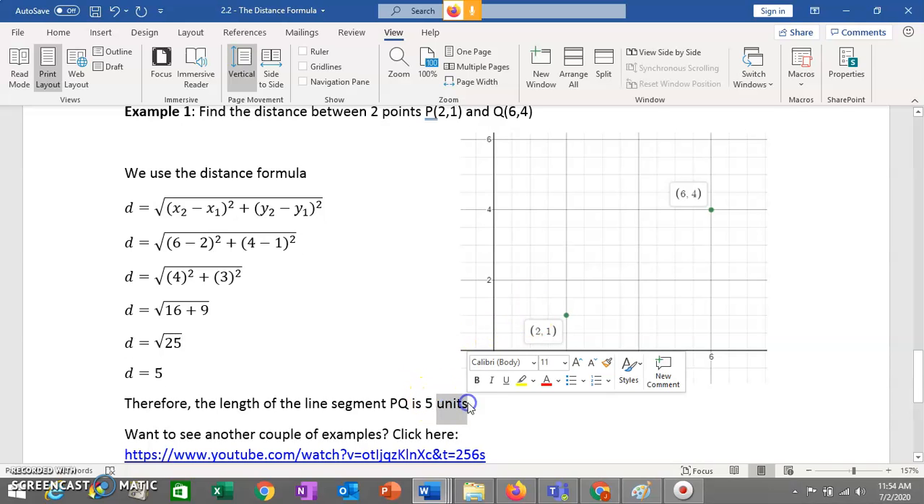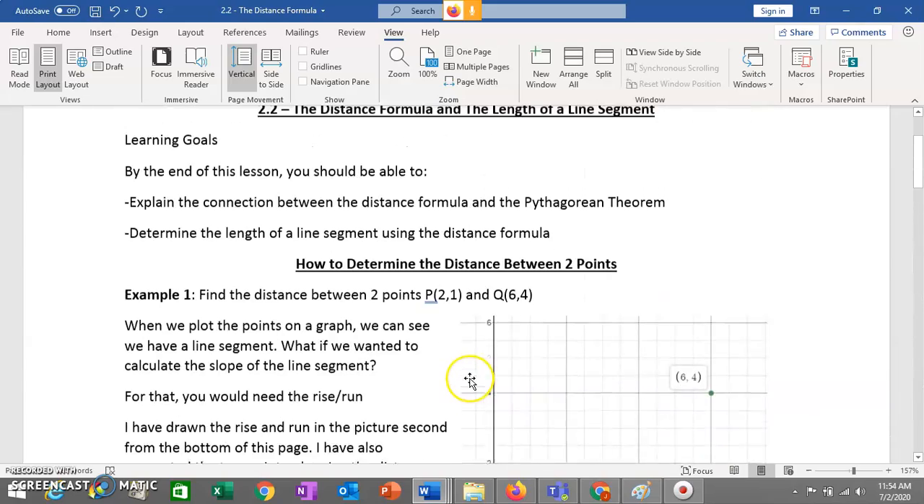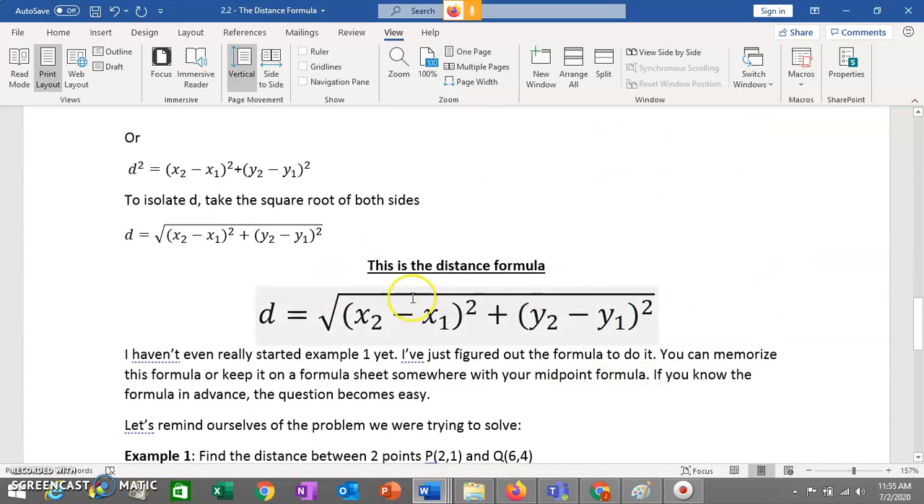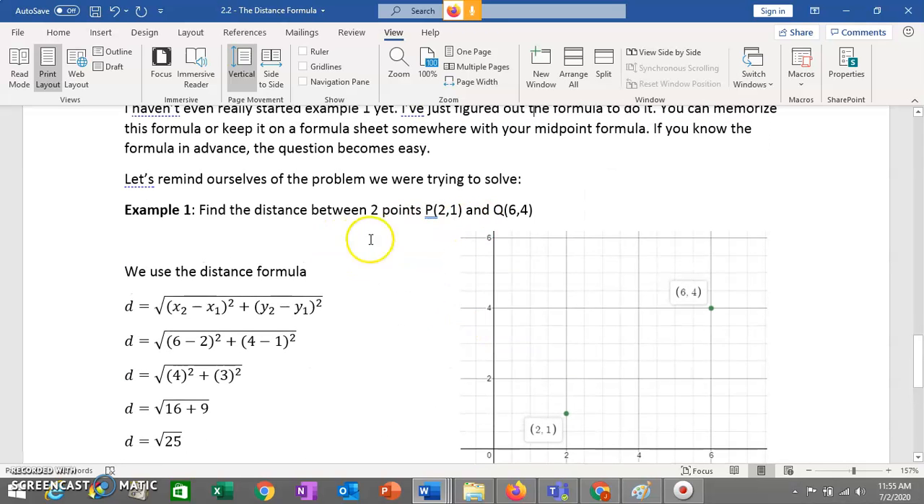I didn't specify if this is meters or anything like that, so we can just say that this is 5 units long. So the line segment PQ is 5 units. Pretty easy, right? If we go back to your learning goals, you do have to understand how this formula comes about. It's not magic. It's just the Pythagorean theorem mixed with understanding what rise and run is. So you'll have to know where this comes from and then just how to apply it, which is pretty easy.